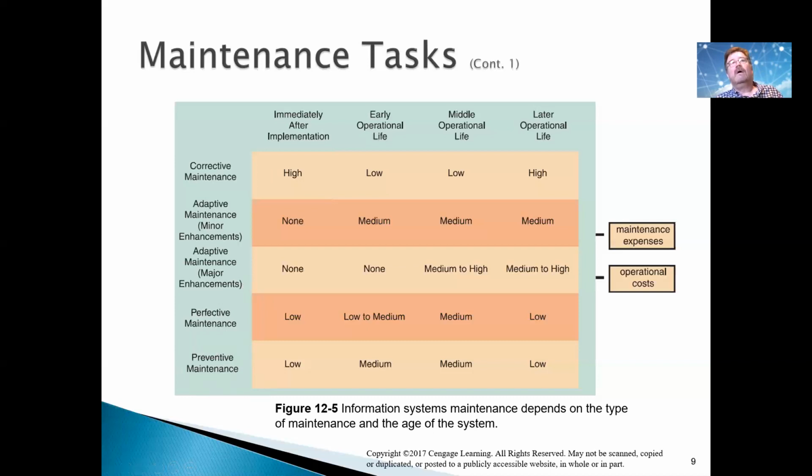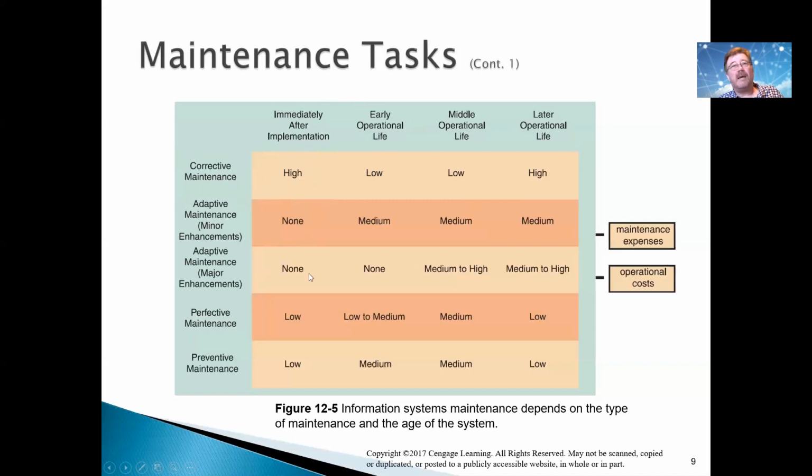Now, that's a discussion on the maintenance. What's going on here? This is basically the life cycle of your system. So this is immediately after you turn it on: early life, middle life, and later life. As you can see here, corrective maintenance starts high in the beginning because, of course, you probably haven't accounted for everything. So you have to go in there and constantly fix a bunch of stuff. But then you hope that it goes down to almost nothing in the middle. I'll talk about that in a minute.